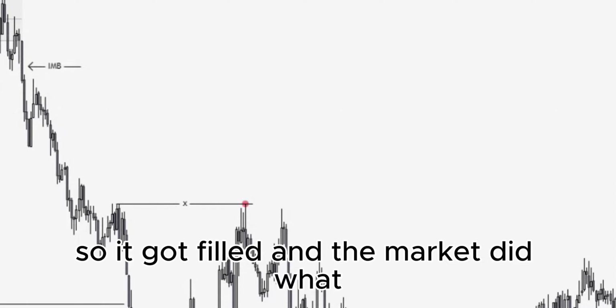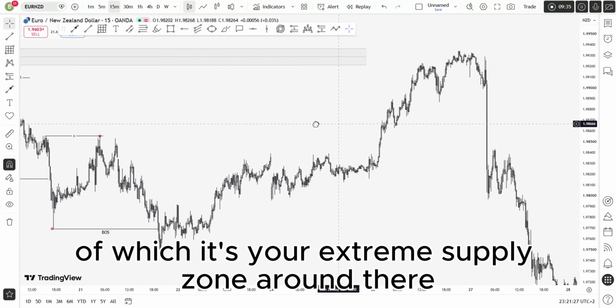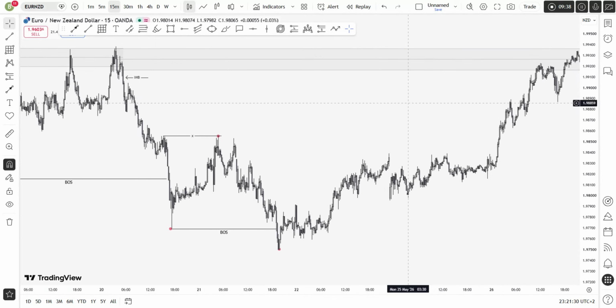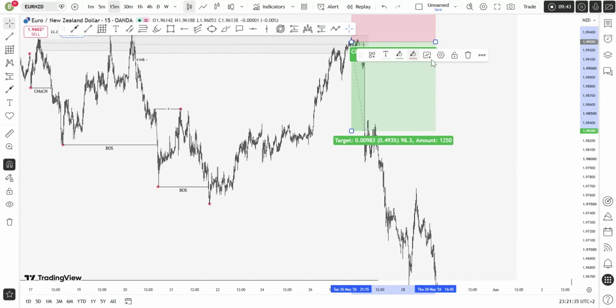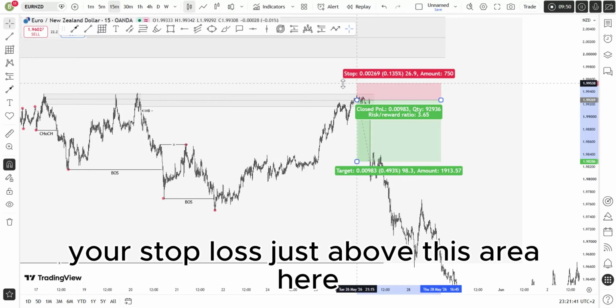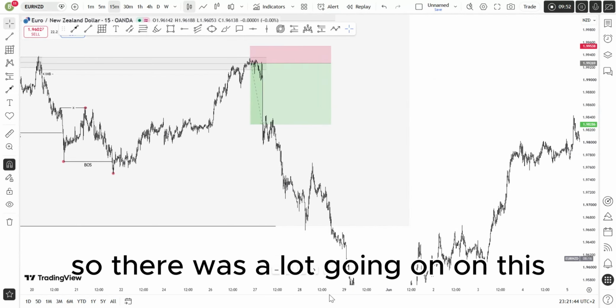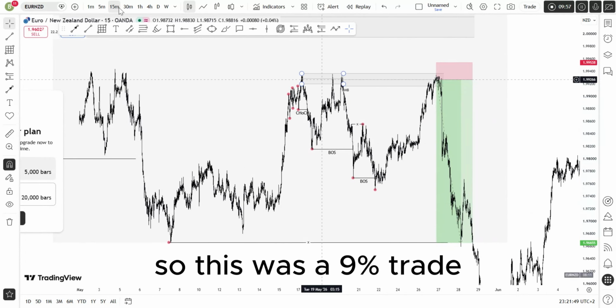So it got filled, and the market did what? Tapped into the extreme area here, which is your extreme supply zone around there. Then we sold off, as you can see. Then this is your selling point around here, your stop loss just above this area here. So there was a lot going on in this supply zone around here, just because it was in the middle. So this was a 9% trade.